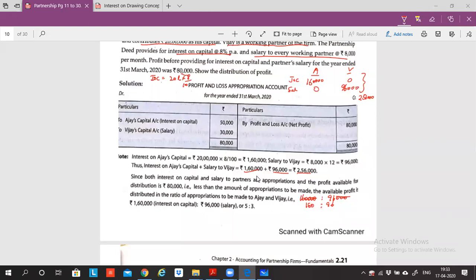If I divide this by 16, I'll get 10 is to 6. Can I further simplify this 10 is to 6? By the multiplication table of 2, can I divide it? 2 5s are 10 and 2 3s are 6. Can I further divide this 5 by 3? No, sir.